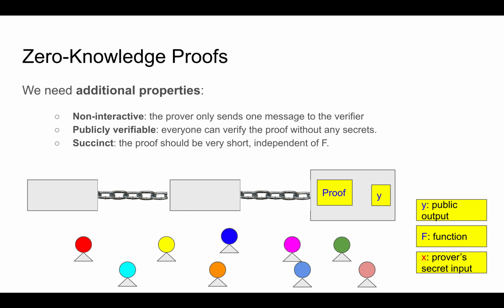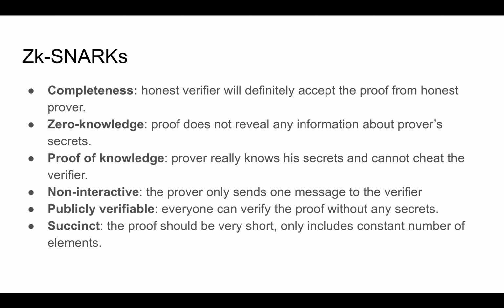The third one is the most important. It means the proof size should be very short, which we call the property succinctness. So, zk-SNARKs is a kind of zero-knowledge proof that satisfies all the properties we have mentioned. That is, zk-SNARKs achieves completeness, zero knowledge, proof of knowledge, non-interactive, public verifiability, and succinctness together.